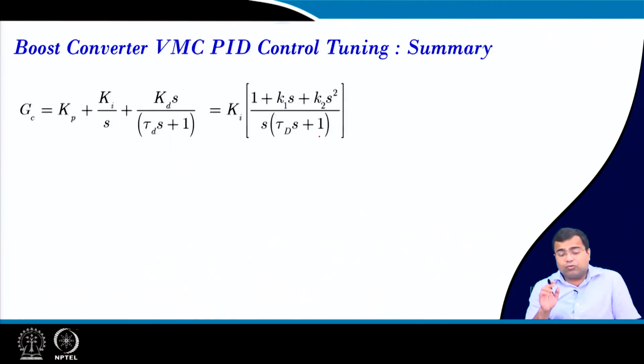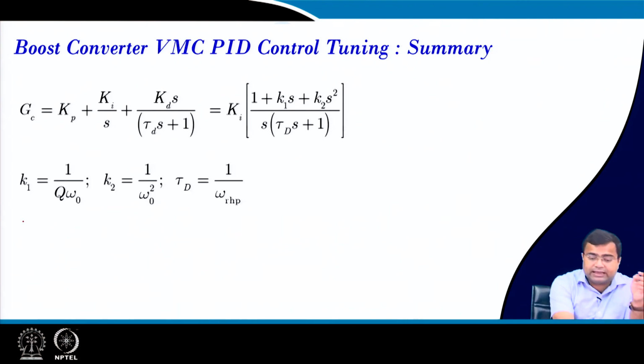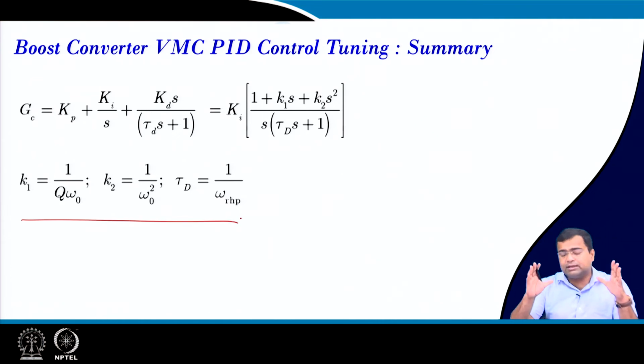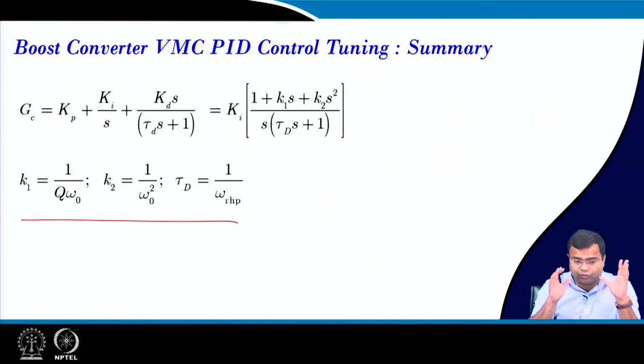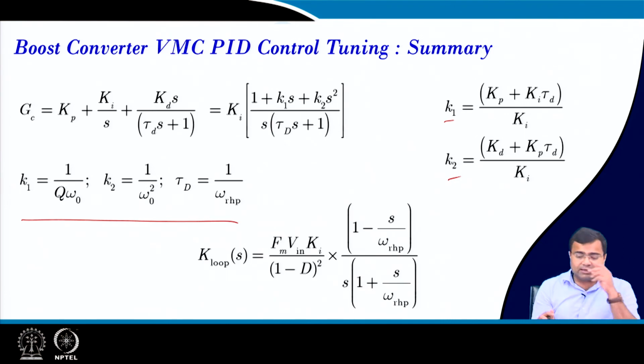Now we want to design a PID controller for a boost converter, and we know that in a boost converter, with the exact stable pole zero cancellation that we discussed in lecture number 42, these parameters are functions of Kp, Ki, tau d, and we can obtain Kp, Ki, Kd. Now if we go by exact stable pole zero cancellation, we know in the boost converter we will get a loop transfer function like this.